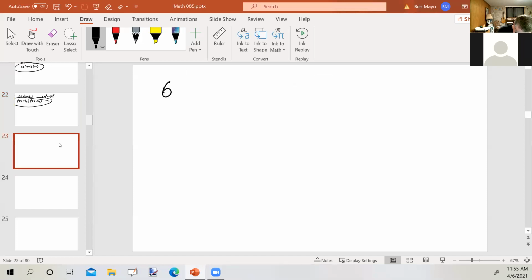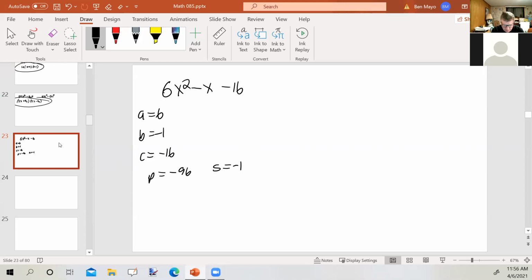Here's another one. 6x squared minus x minus 16. It's a trinomial in standard form. No greatest common factor. Not a perfect square. Doesn't have a leading coefficient of a 1. So I'll use grouping. A is 6, B is -1, C is -16. The product is -96, and the sum is -1.